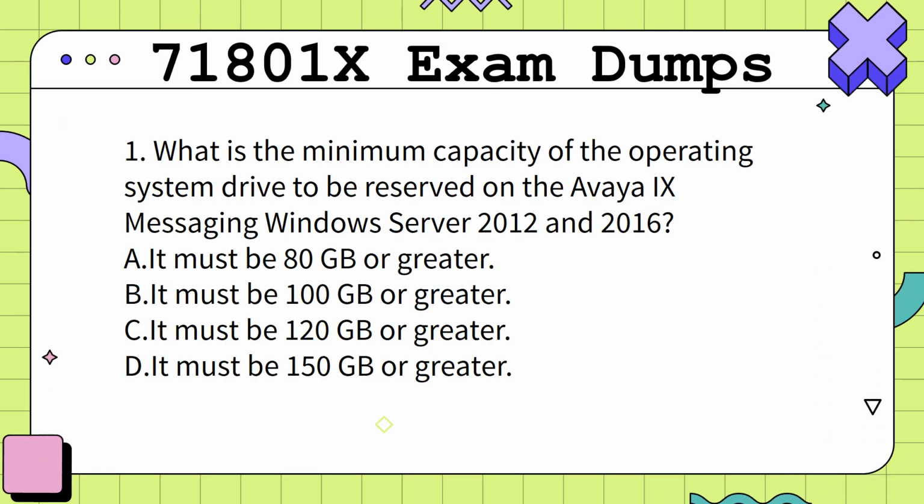1. What is the minimum capacity of the operating system drive to be reserved on the Avaya IX-Messaging Windows Server 2012 and 2016? A. It must be 80 GB or greater. B. It must be 100 GB or greater. C. It must be 120 GB or greater. D. It must be 150 GB or greater.